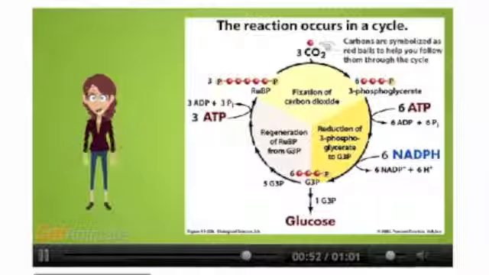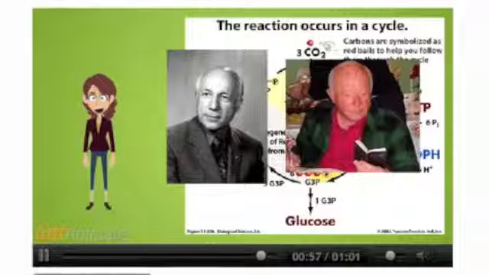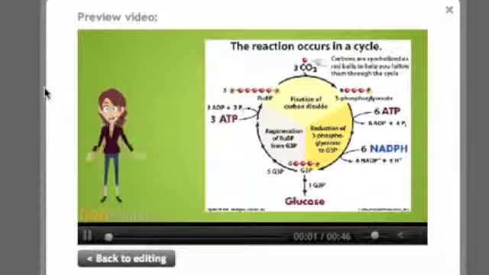Here in the stroma occurs the Calvin cycle. The Calvin cycle is named after Melvin Calvin. He and Andy Benson discovered this unique process in photosynthesis. In the Calvin cycle, the energy is used to transform carbon dioxide into a sugar called glucose through a process called carbon fixation. Carbon dioxide is converted to sugar using ATP and NADPH.